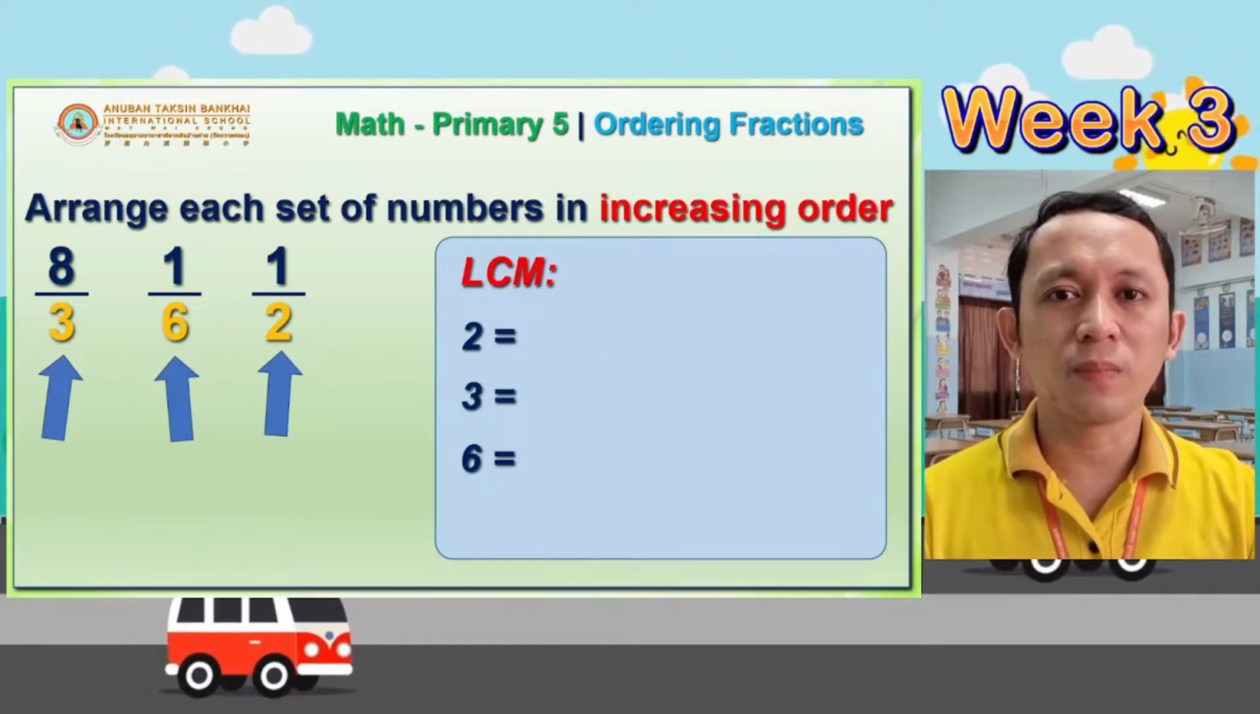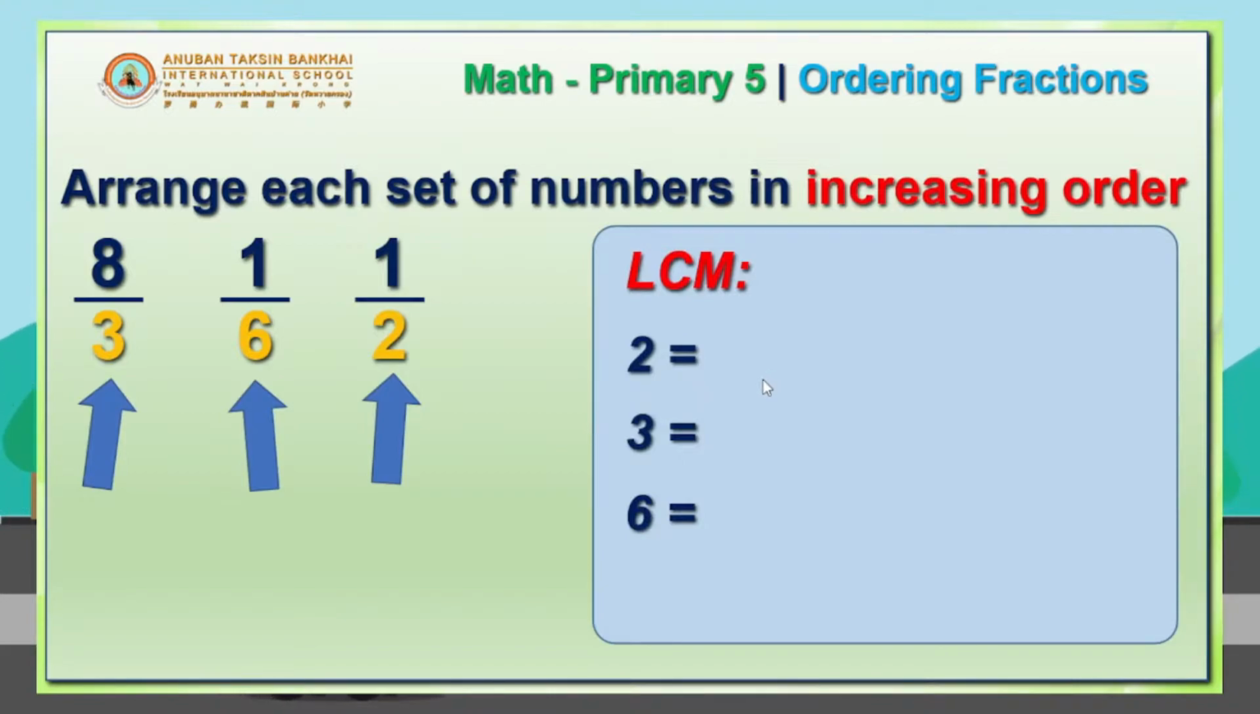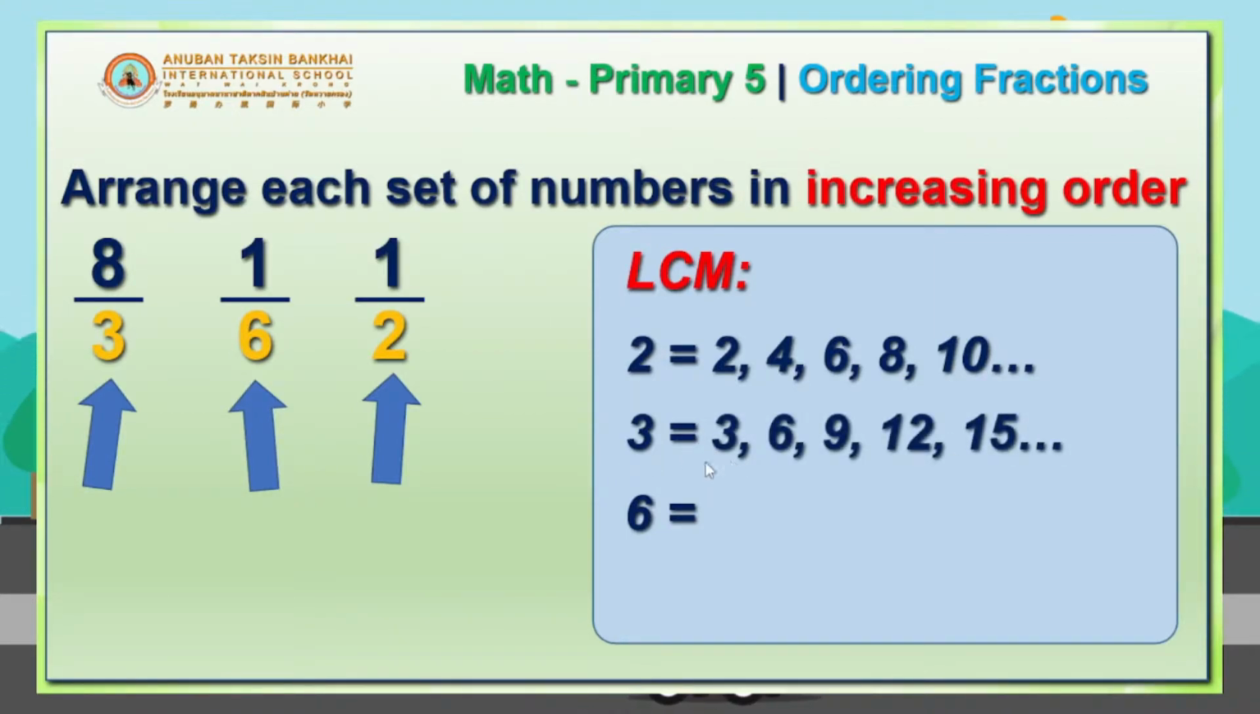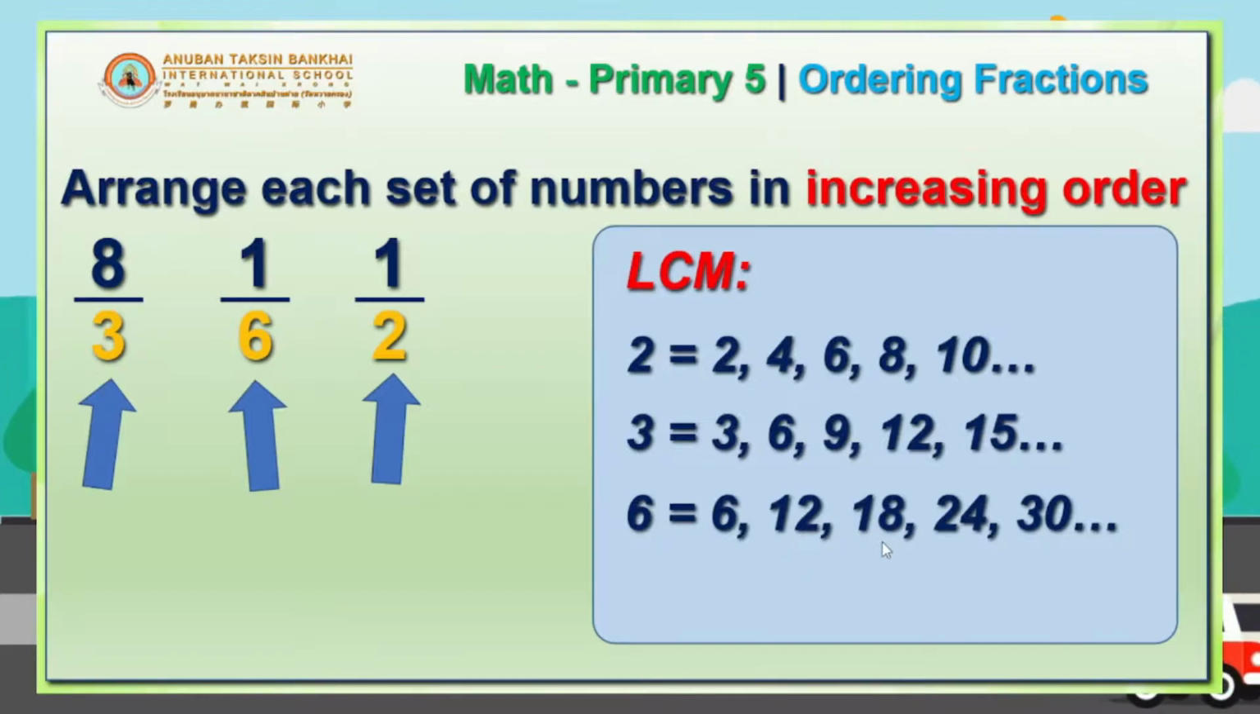Let's start with number 2, the first multiples of 2: 2, 4, 6, 8, 10, 12, 14, and so on. Next, the first multiples of 3: 3, 6, 9, 12, 15. We can go beyond that: 18, 21, 24. And then the multiples of 6: 6, 12, 18, 24, 30. If we go beyond, we have 36, 42.